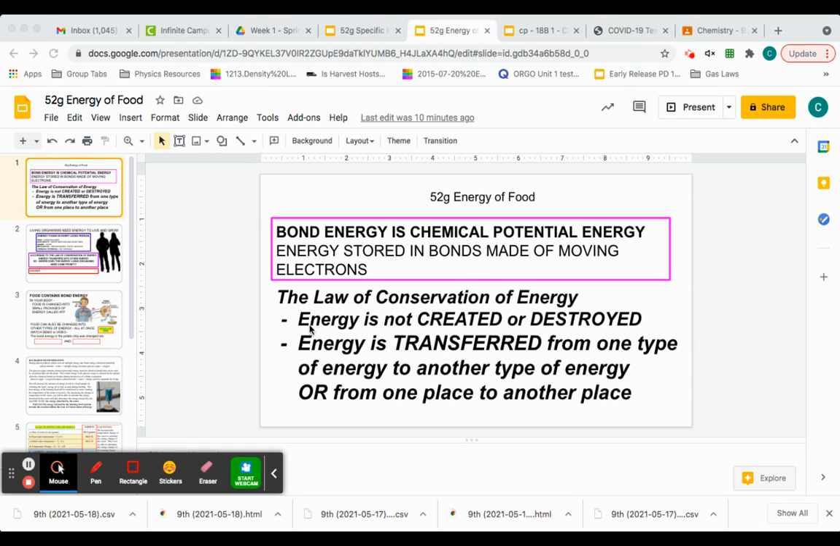The law of conservation of energy states that energy is not created or destroyed. It is transferred from one type of energy to another type of energy, or from one place to another place.